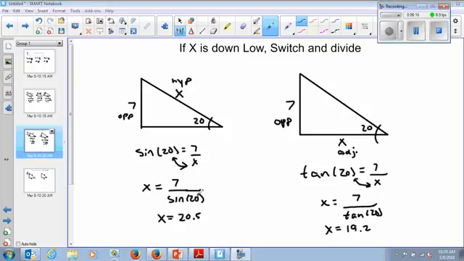I did 7 divided by sine 20. I got 20.5, which is reasonable. The hypotenuse has to be the longest side. These were actually the same triangles, so for x here, I should get something that's less than this x, which was the hypotenuse. And when I did 7 divided by tan 20, I got 19.2, which again is a reasonable answer for that. Now let's look at the last case scenario.